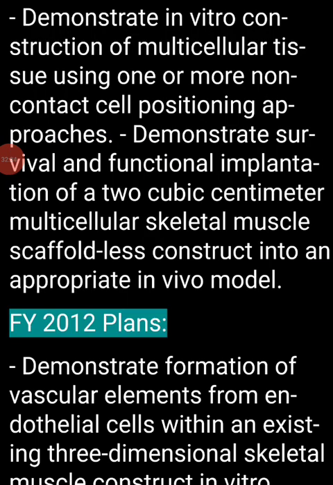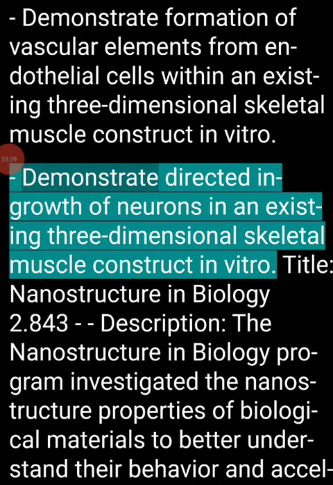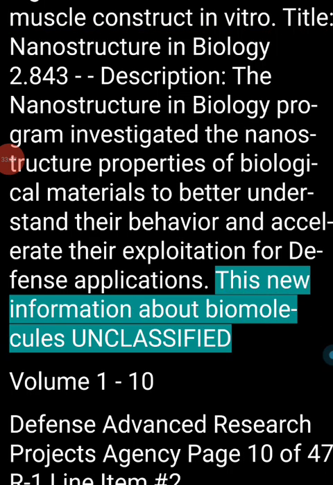Demonstrate in vitro construction of multicellular tissue using one or more non-contact cell positioning approaches. Demonstrate survival and functional implantation of a 2 cubic centimeter multicellular skeletal muscle scaffold construct into an appropriate in vivo model. FY 2012 plans. Demonstrate formation of vascular elements from endothelial cells within an existing 3-dimensional skeletal muscle construct in vitro. Demonstrate directed ingrowth of neurons in an existing 3-dimensional skeletal muscle construct in vitro.